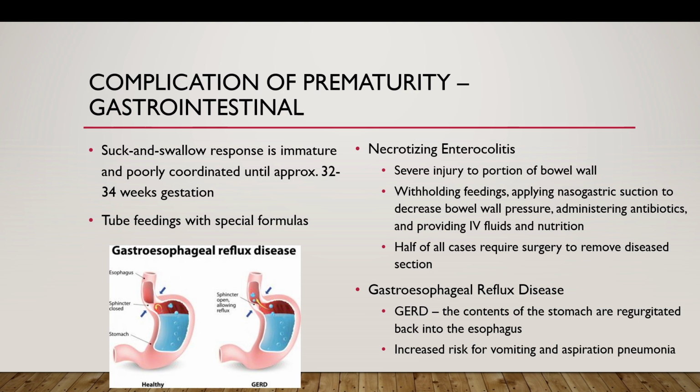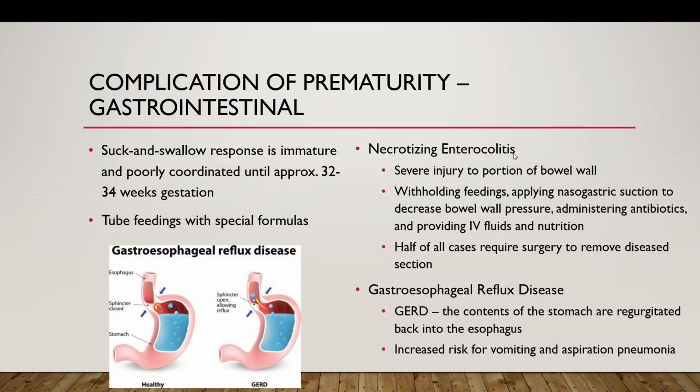Babies may also have issues with their bellies and their gastrointestinal areas because the suck and swallow response is immature and poorly coordinated until approximately 32 to 34 weeks gestation. So babies born early will likely have tube feedings, and may have specific formulas with different nutritional needs.